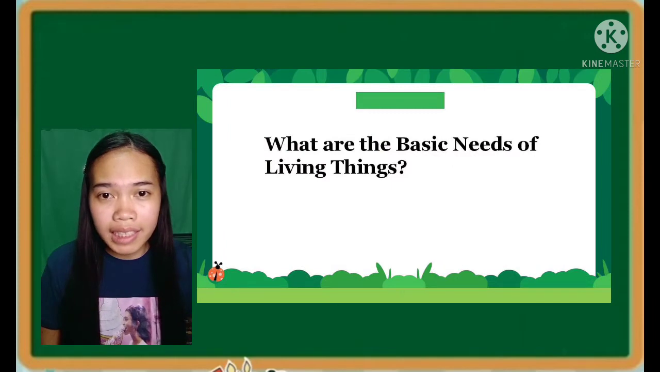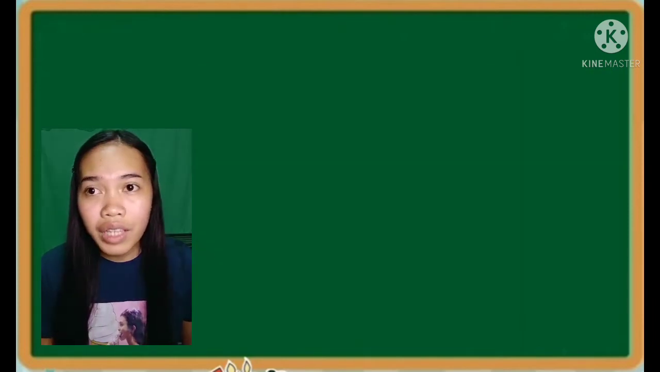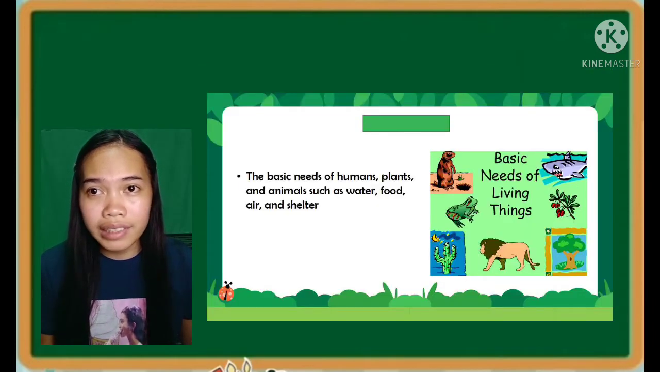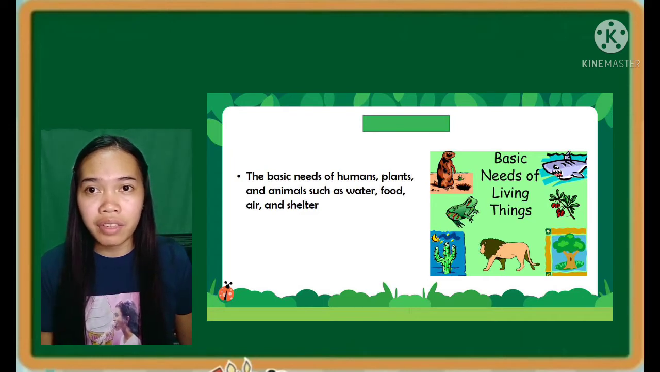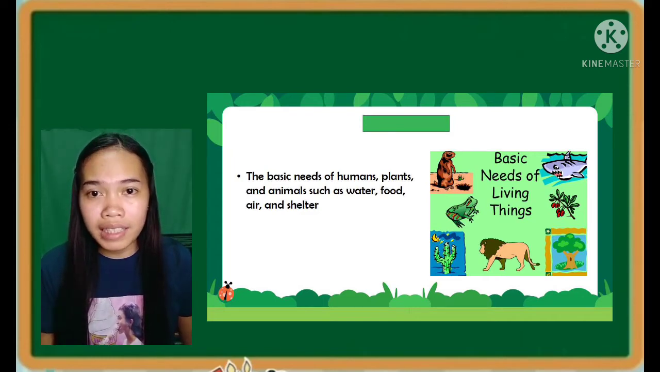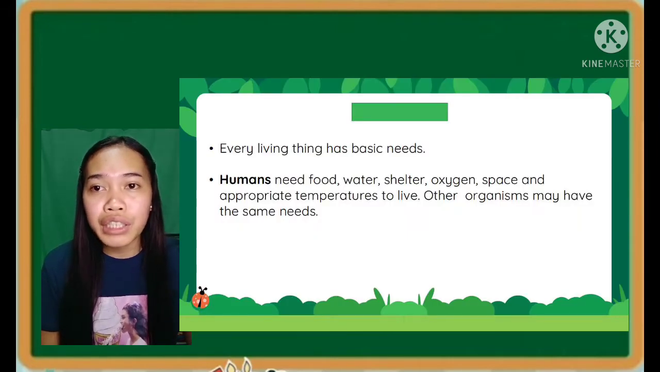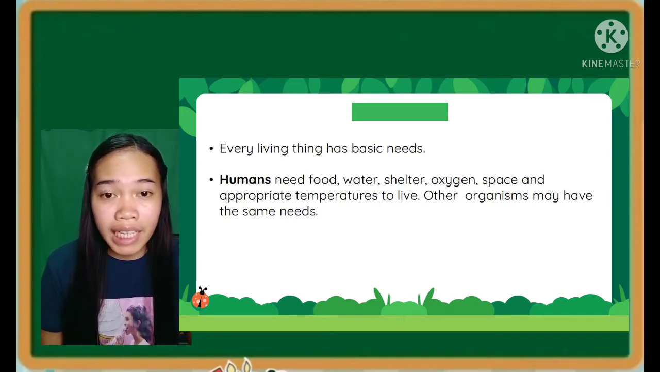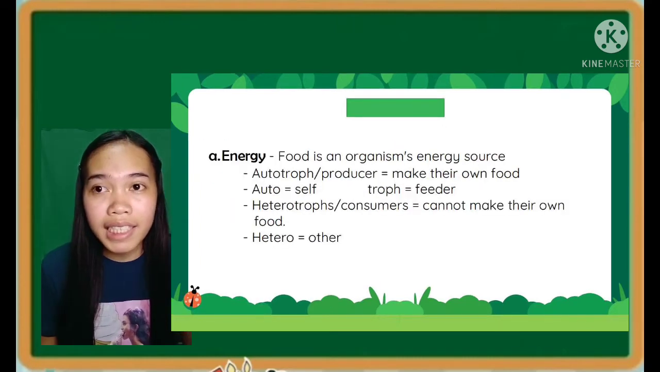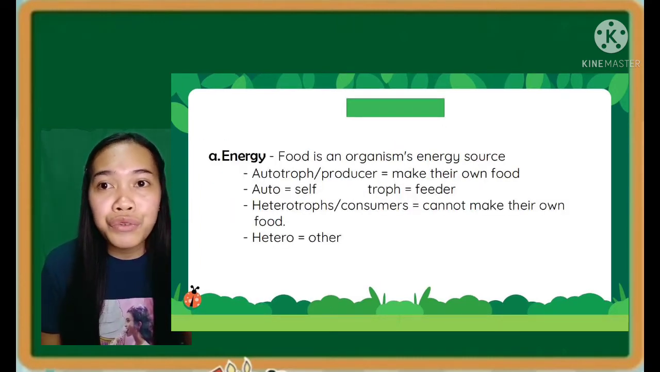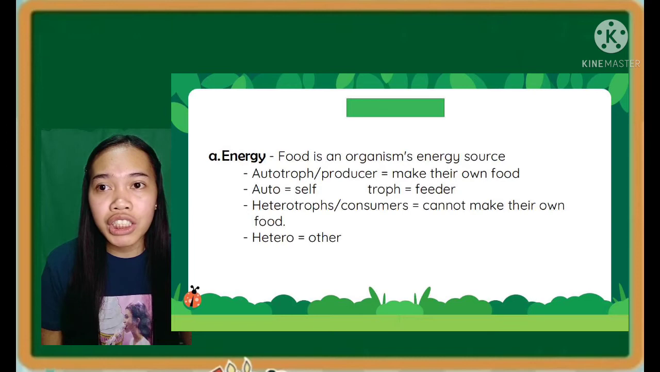What are the basic needs of living things? Every living organism on Earth needs some basic things to survive. The following are the basic needs of living things. Humans need food, water, shelter, oxygen, space, and appropriate temperatures to live. Other organisms may have the same needs. First basic need is energy. Food is an organism's energy source.